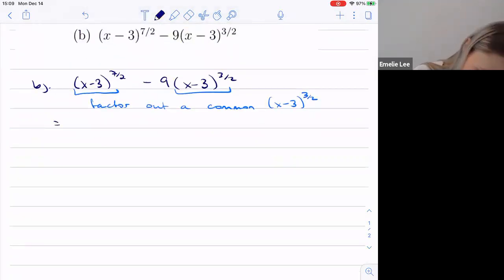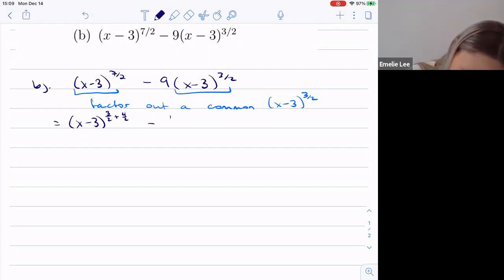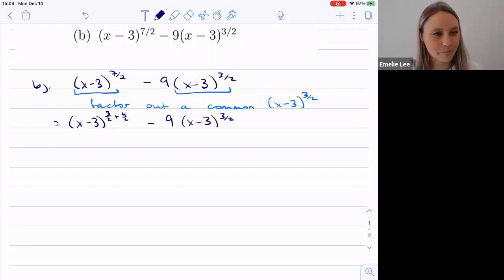Okay, so what this becomes is I get x minus 3 to the 7/2 becomes, let's say, 3/2 plus 4/2, right? Here I've got a common denominator, so I don't need to deal with those fractions, but I've got 3/2 plus 4/2, right? 3 plus 4 is 7. So I'm allowed to split them up like this. And then the next term is just going to be the same. So minus 9 times x minus 3. I'm just writing it out so I have it all the way through.